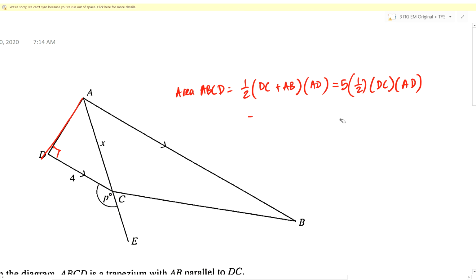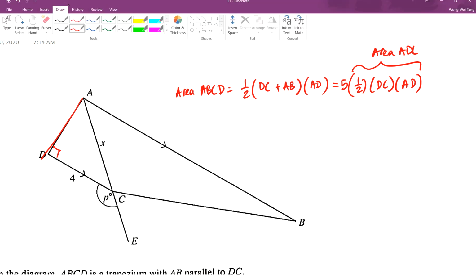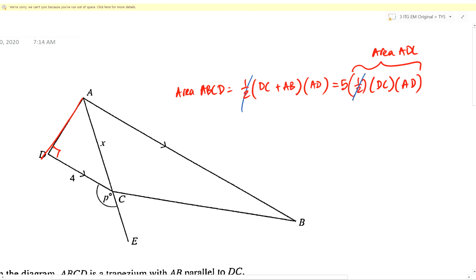Okay, so now this is what we have. Area ADC. Let us do simplification. We multiply by 2 on both sides, so the half disappears. We divide by AD on both sides, AD disappears. Now we have the value of DC, which is 4. So 4 plus AB equals 5 times 4. Simplifying it, evaluating, we get AB equals 16 units. So we're making use of the property that both the trapezium and this triangle have the same perpendicular height.